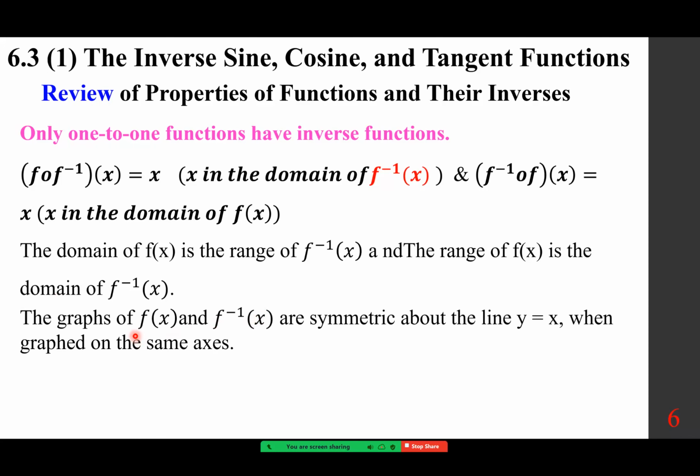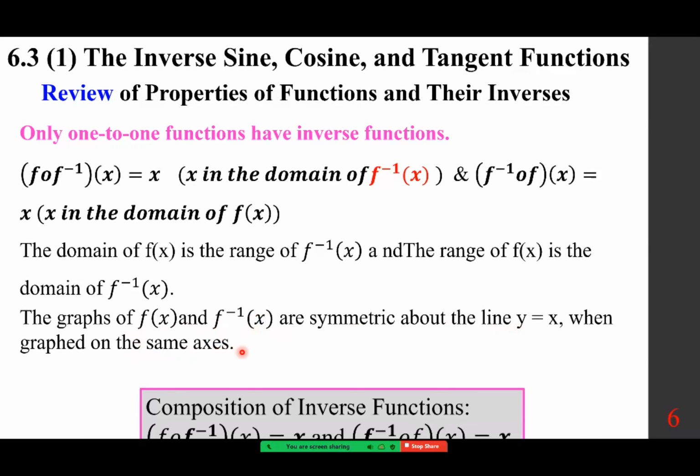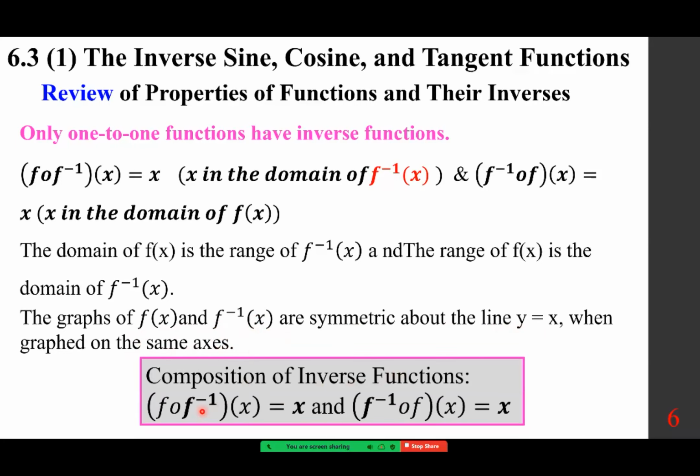The graphs of f of x and f inverse of x are symmetric about the line y equals x when graphed on the same axis. Composition of inverse functions: f of f inverse of x equals x, and f inverse of f of x is also x. Their composite functions, f of f inverse and f inverse of f, are identical, and they are both equal to x.